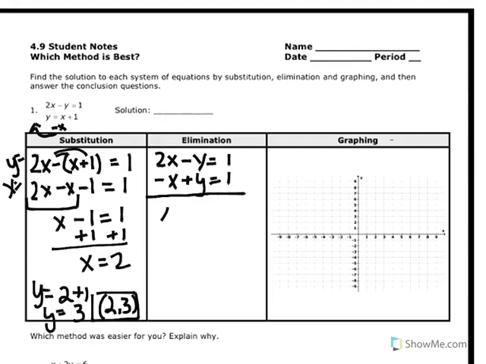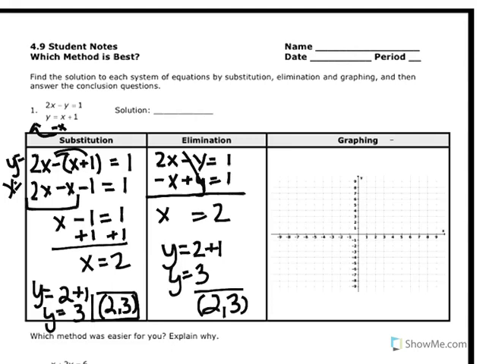2x minus 1x is x. The y's eliminate, and 1 plus 1 is 2. And then again, we'll put the 2 into the original equation, and we get y equals 3. So we got the same answer, which is a good thing because it should come out the same. Now let's do it using graphing.